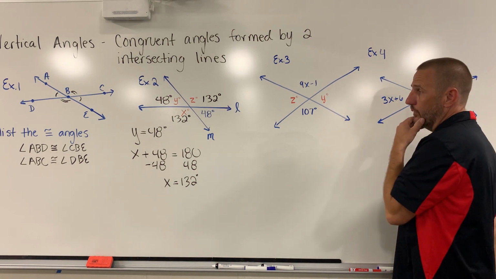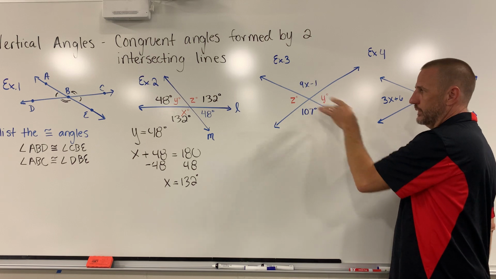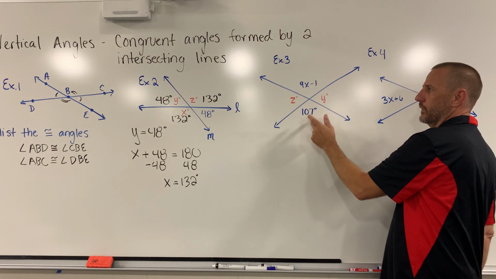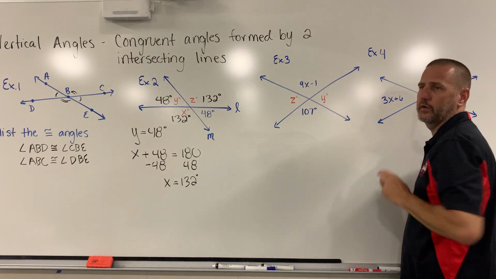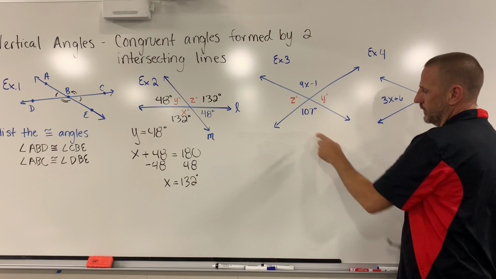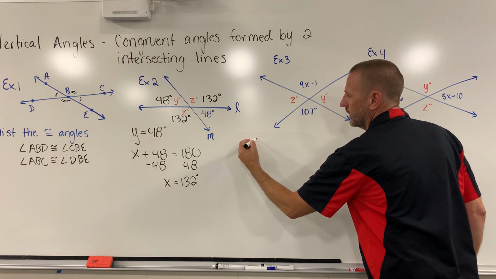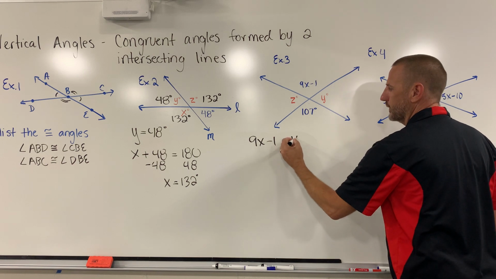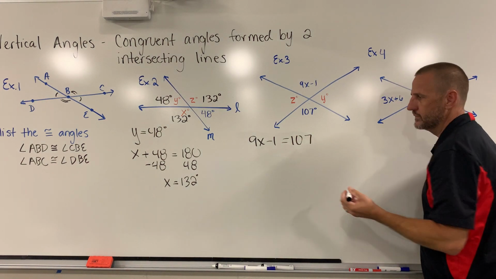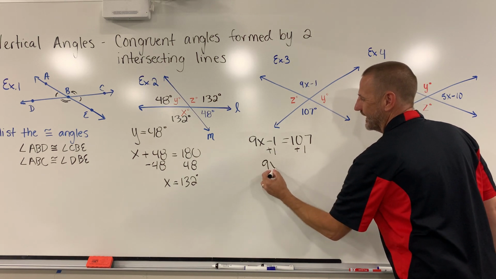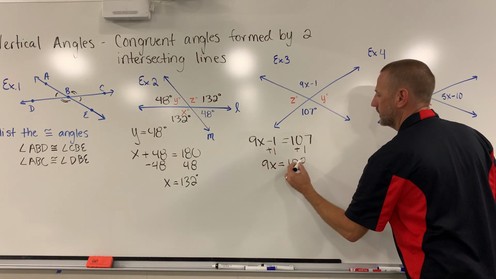Let's look at this problem. I know that I'm looking at two intersecting lines. I can see that I have a set of vertical angles here, and I have three different variables to work on. So I'm going to start with what I have here, these vertical angles. I'm going to write down that I am fully confident that 9x minus 1 is equal to 107 because they're vertical angles. Well, if I solve that as a math equation, I get 9x equals 108.